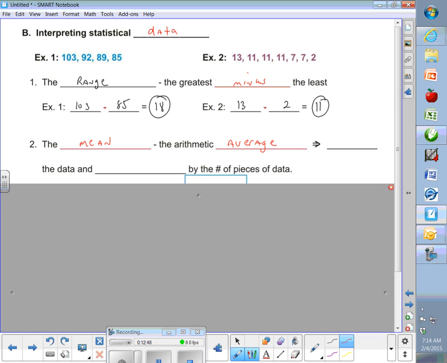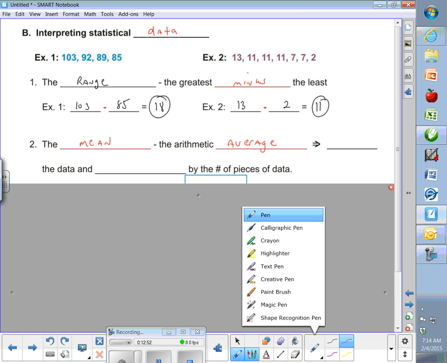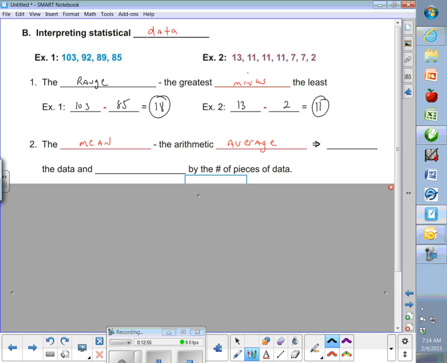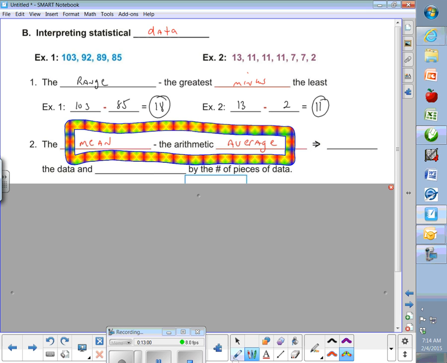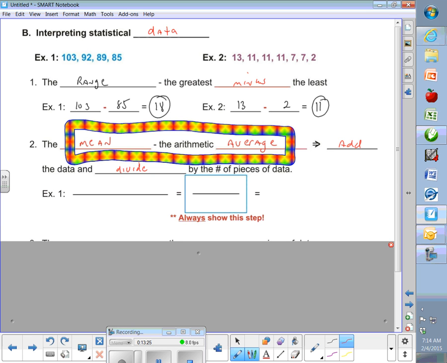You have to keep those two together. That's really important that you put those two together here. You got to put the mean together with the average, okay? I'll use the term mean a lot, and I'll expect you to know that you are finding the average because I asked you to find the mean. All right, so the mean is the arithmetic average, and of course you should remember how to do an average. You add the data and divide by the number of pieces of data.